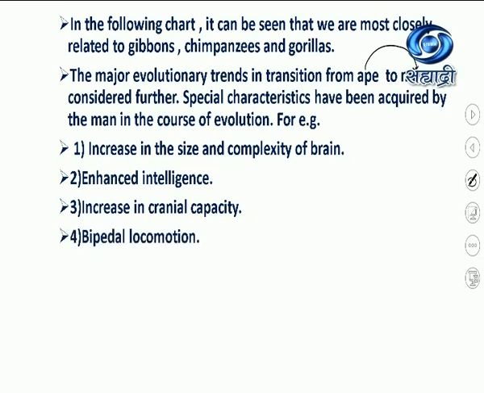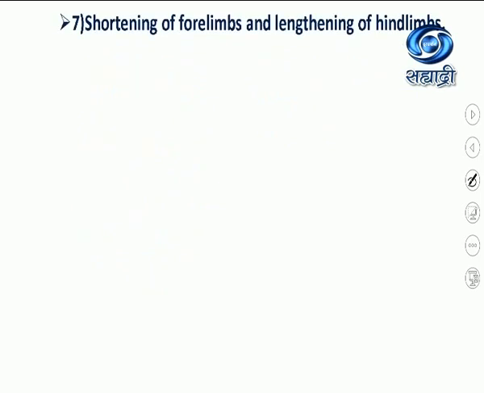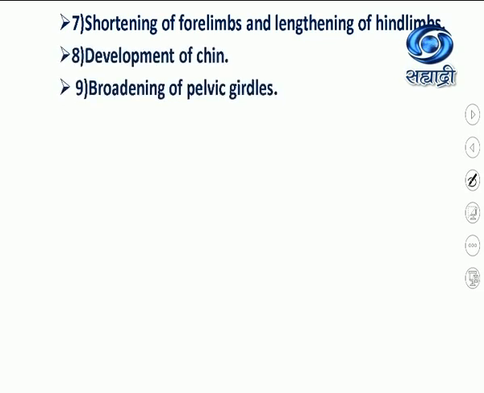We started bipedal locomotion, started walking on two legs. Initially, we were quadrupedal. We used our forelimbs and hind limbs both to walk. Now we started walking on two legs. Opposable thumb. We have an opposable thumb so we can hold objects properly. Imagine if your thumb was not opposable. You couldn't hold any object. Erect posture. We started walking erect. We are not bent. Shortening of forelimbs. Our forelimbs are short and our hind limbs, our legs, are longer. We developed a chin. Our pelvic girdles broadened.